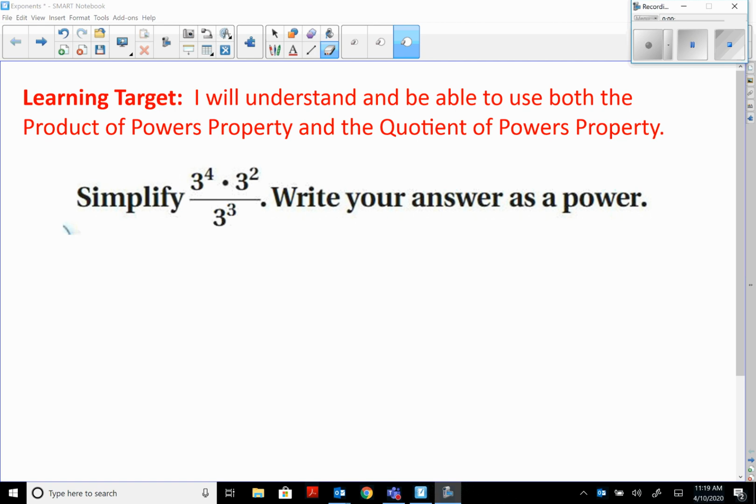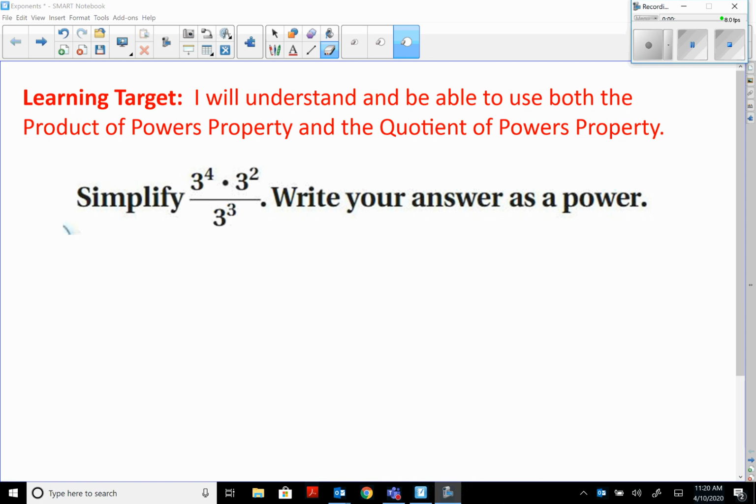In this lesson, we're going to take everything that we've learned in the last two lessons, in Lesson 7 and in Lesson 8, and we're going to combine them together and simplify and evaluate some expressions. So we're going to take our lesson on product of powers property and our lesson on quotient of powers property and combine them.